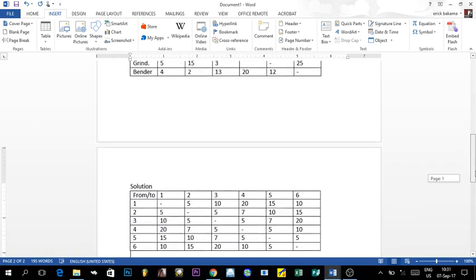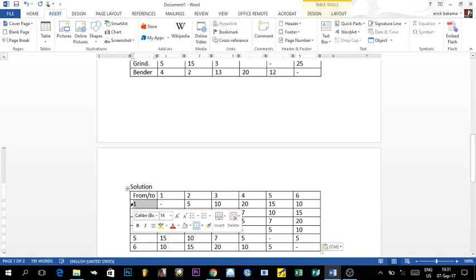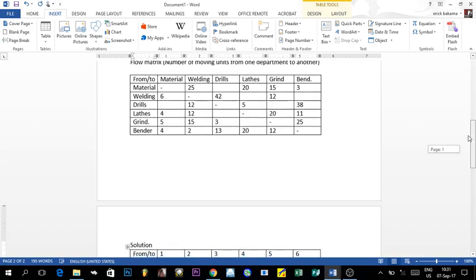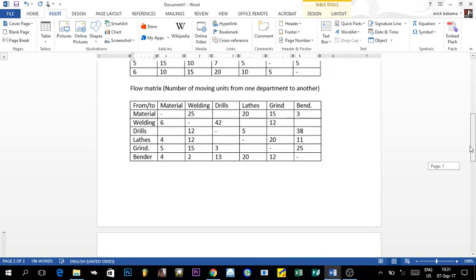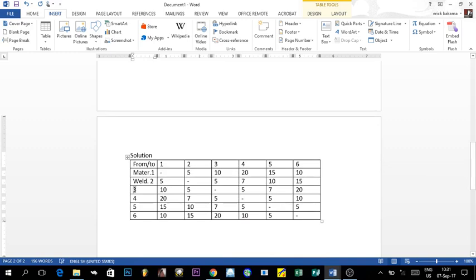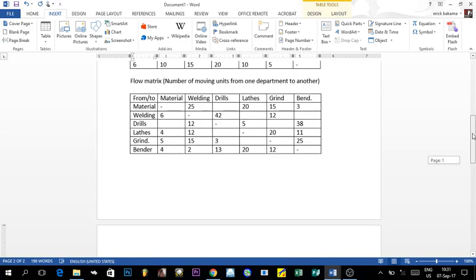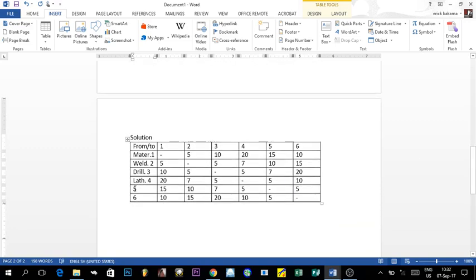So that means the material will be here in room 1, and then we have the welding in room 2. After the welding we have the drills and the lathe. So we have drills here in room 3, and then we have the lathe in room 4, and after the lathe we have the grinder and the bender finally. So we have grinder and bender here.